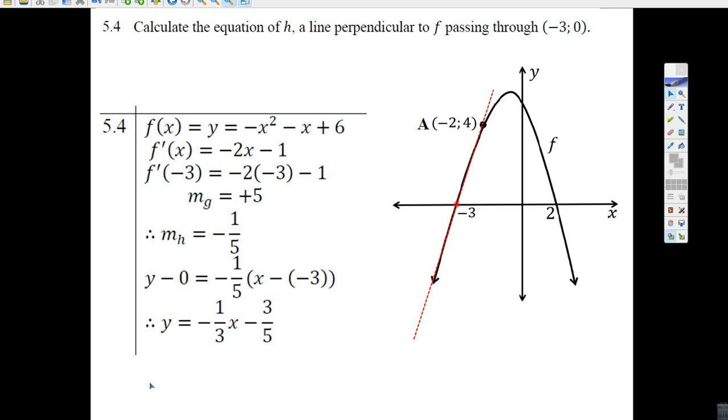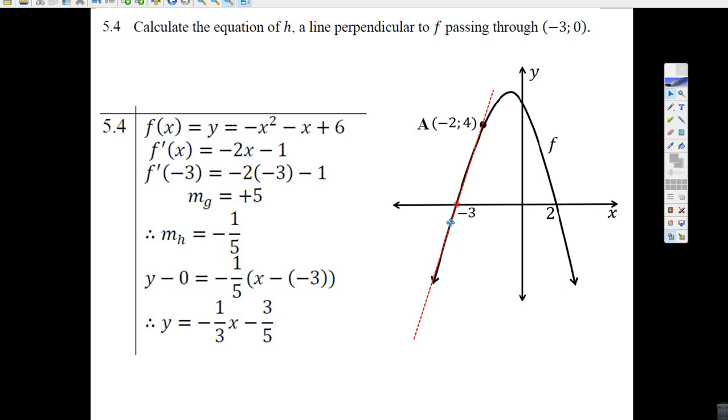Okay, I'm just going to do this one question that I think some people might have found pretty challenging, and it was all because of the wording. They were trying to make you really think, but I think they made it a little too tricky. The wording: calculate the equation of H, a line perpendicular to F, this parabola here, passing through -3 and 0, perpendicular to the point at -3.